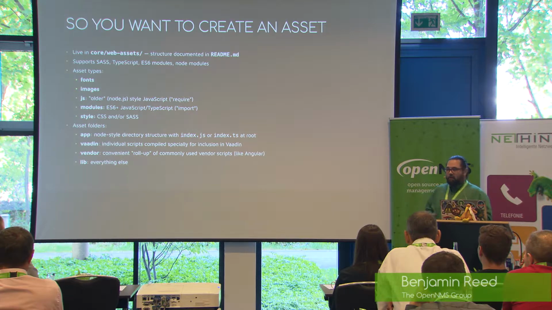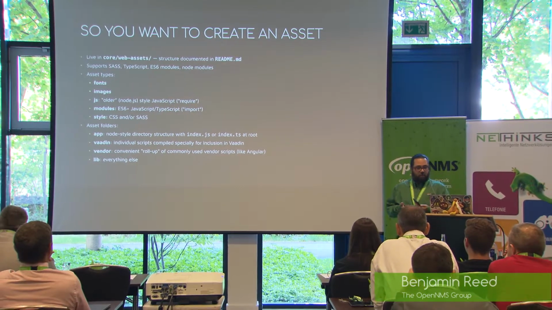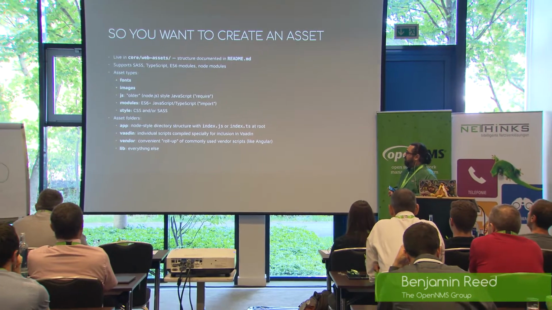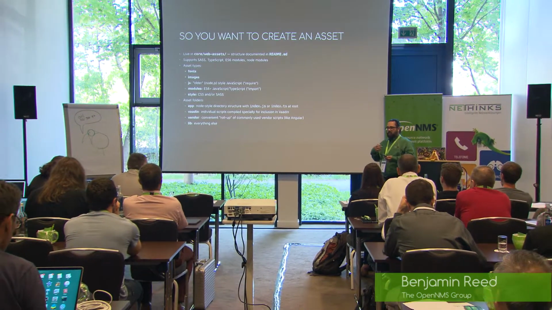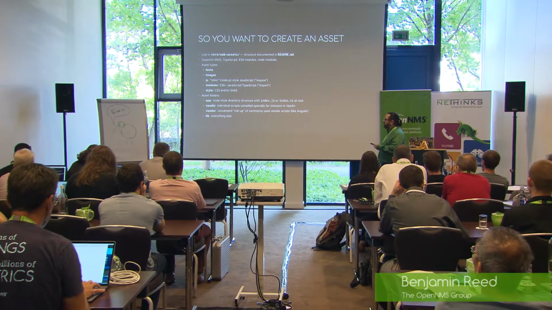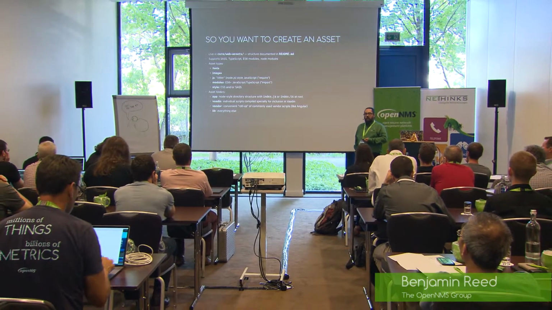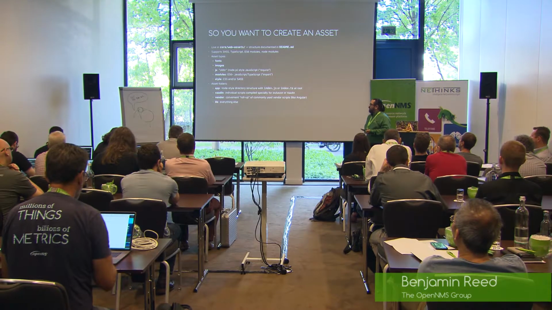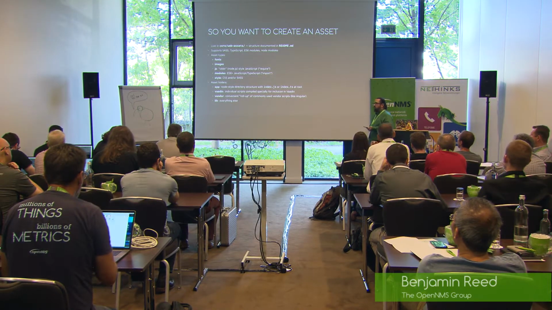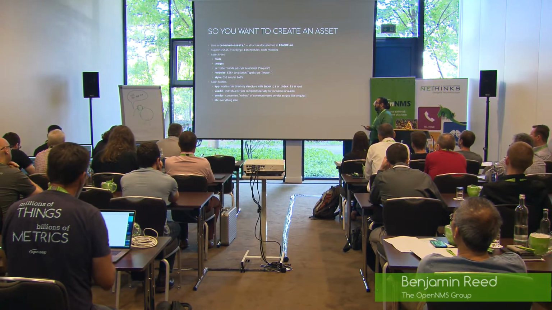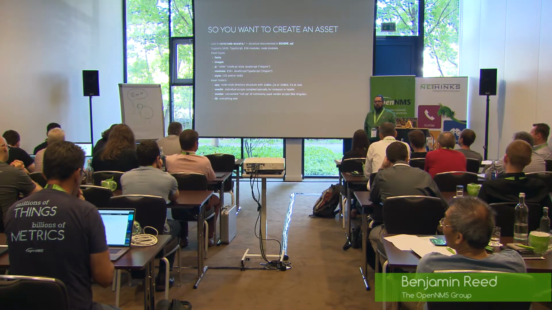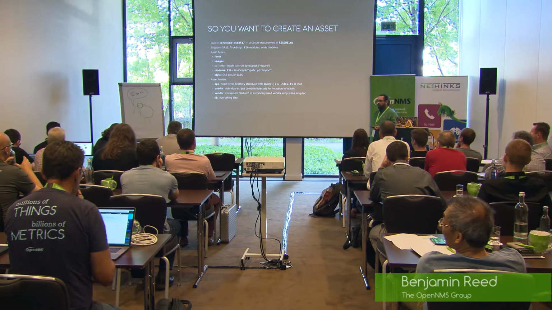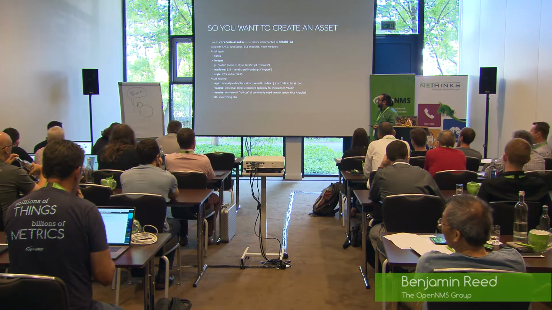types of assets. There's fonts, there's images, there's a JS folder that's for older Node.js style JavaScript that uses require to pull in its dependencies. And then there's a modules directory for doing newer style ES6 JavaScript or TypeScript that uses import to pull in dependencies. And then, as I said, there's a style folder for either pure CSS or if you want to use Sass to compile to CSS.